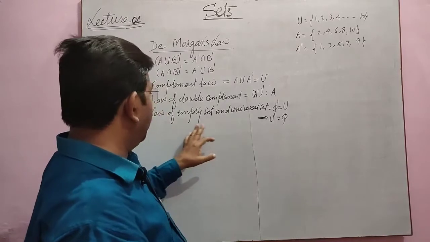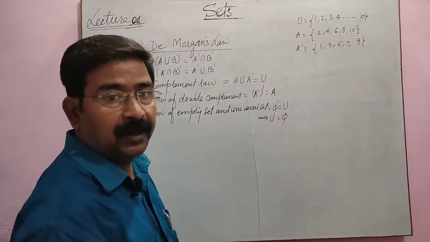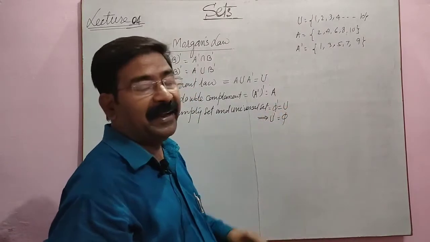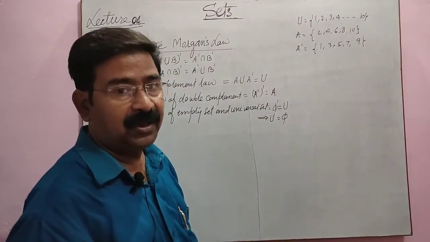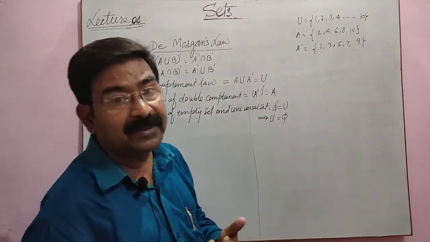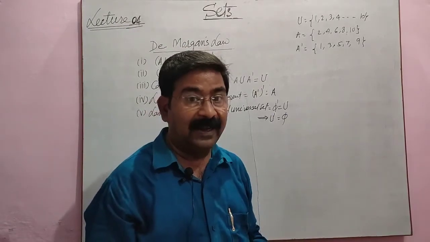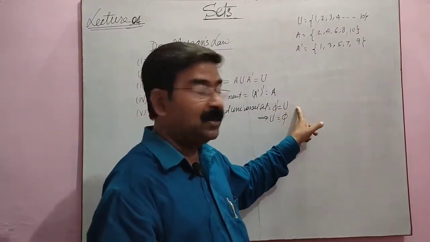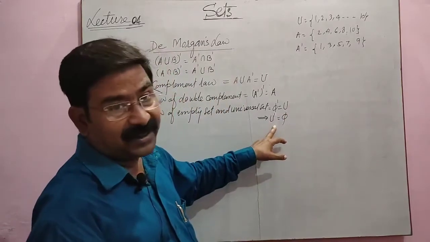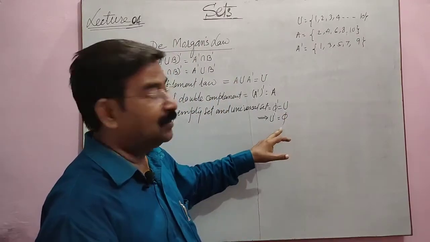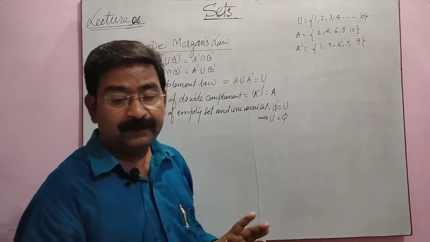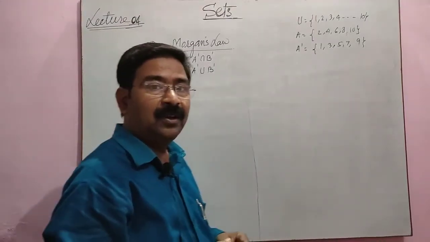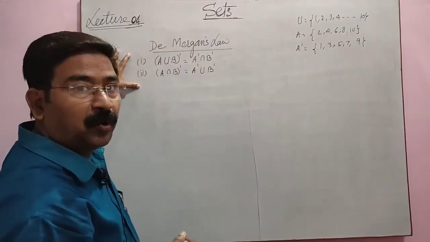Now the law of empty set and universal set means, if we find phi dash, that is the universal set. Phi means nothing, no element, and its complement means all the elements of the universal set. So phi dash is the same as the universal set, and the complement of the universal set is equal to phi. Got it? Now we are going to prove these two properties, very important ones.